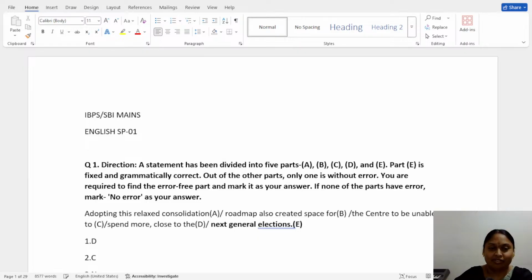Recently we got the prelims results of bank exams. So whoever cleared the first stage, congratulations to everybody, and let us move on to the next layer to clear the mains. So we will practice the English part. Today we are going to start with the English part. Let us start with the questions.